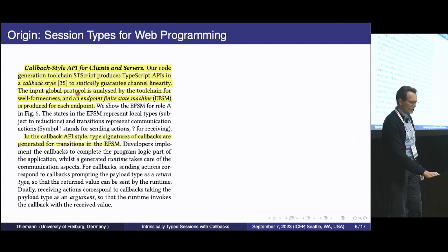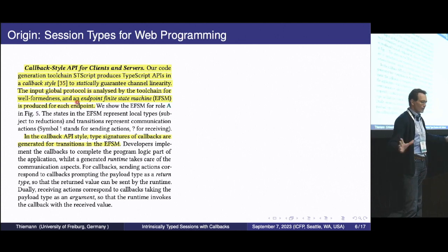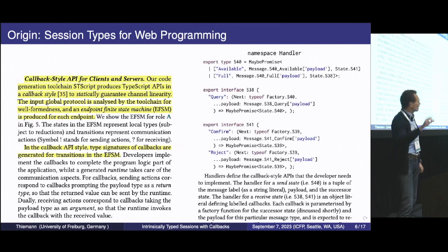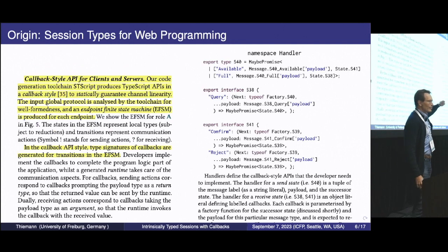Well, so they translate their protocol into endpoint finite state machines, and then in their callback API styles, the type signatures of callbacks are generated for transitions in these finite state machines. And now I don't expect you to read the rest of that, just have a look. So this is what their generated stuff looks like. And you see the type with the telling name S40 and the interface S38, message S38, underline query, blah, blah, blah. And these types show up, albeit sparingly, in the code that you have to write.